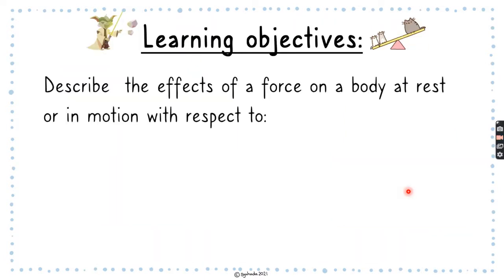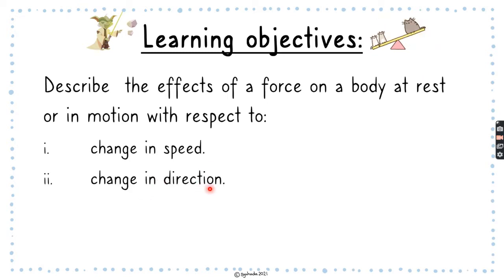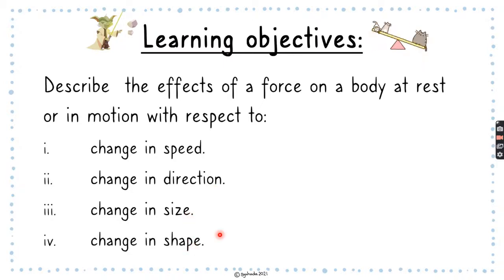Now our new learning objective is to describe the effects of a force on a body at rest or in motion with respect to change in speed, change in direction, change in size, and change in shape. What we mean by body at rest is that the object is not moving. And if we apply a force to it, the speed, the direction, the size, or the shape can change. And in motion means if it is moving. So these things would change as well.